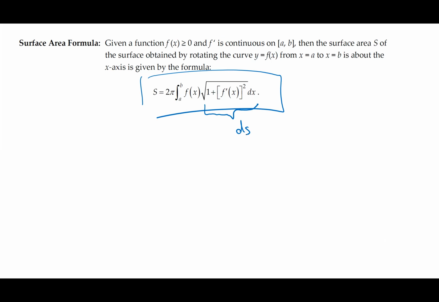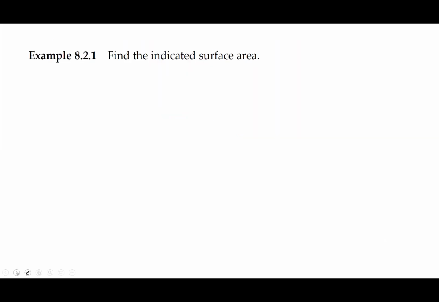And then again, don't forget the fine print. We have a function that is non-negative. The derivative is continuous on the interval. If we have those conditions, then this formula will hold. So let's put it to practice here. We wanted to show that the surface area of a sphere is 4 pi r squared.